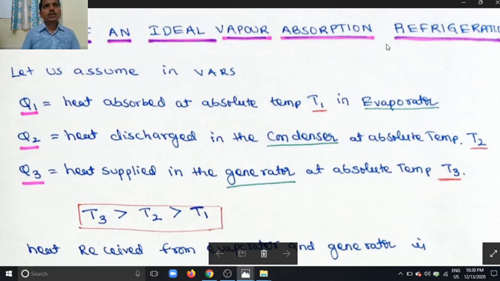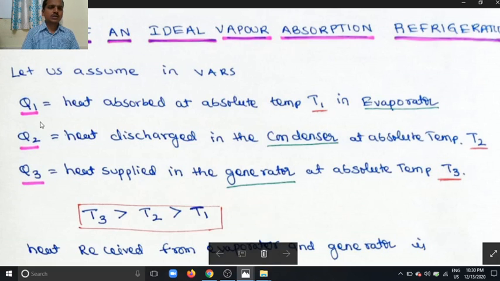So we know already the COP of refrigeration is the ratio of the refrigeration effect to the work supplied. In the vapor absorption system, it is the refrigeration effect divided by the heat supplied. That is, the amount of heat absorbed in the evaporator to the amount of heat supplied to the generator. The heat supplied to the generator is the input. The heat absorbed in the evaporator from the substance is the refrigeration effect.